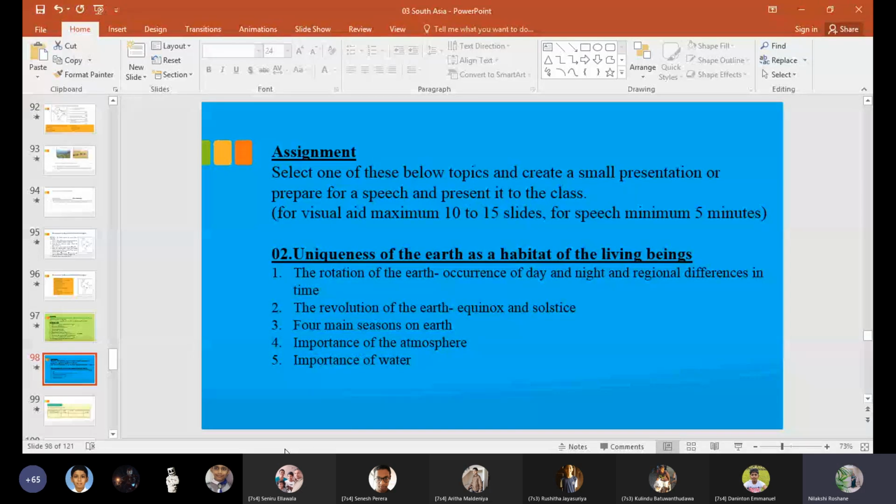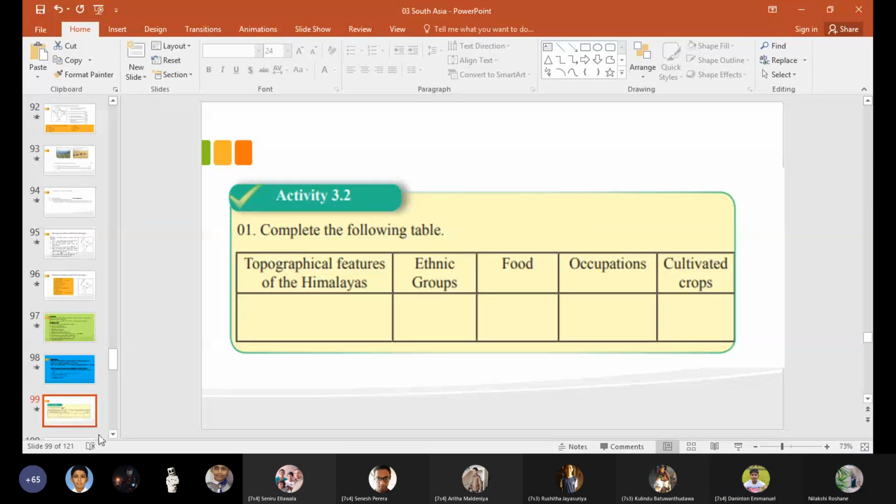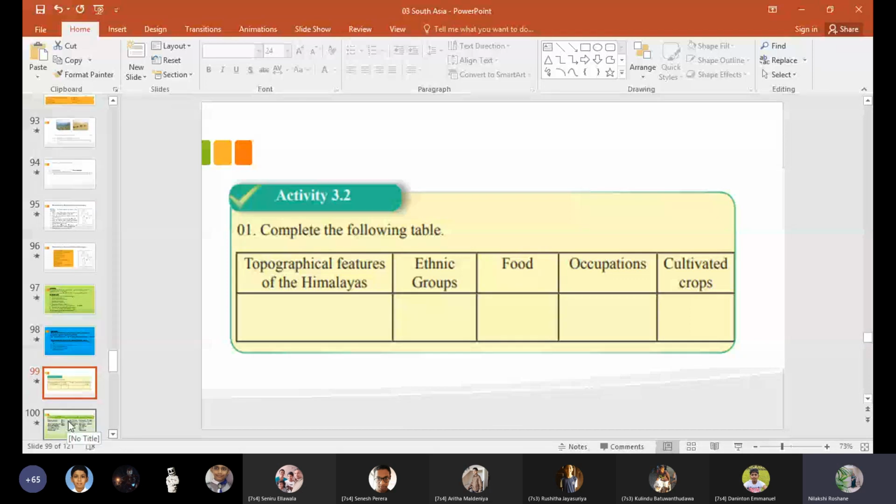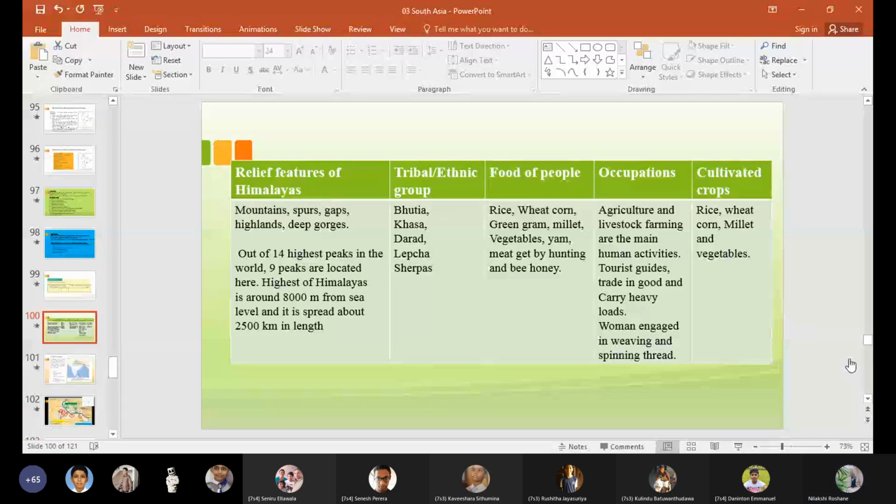Did you do this activity? Yes, teacher. Okay, now we are going to discuss the answers for activity 3.2. What are the topographical features of the Himalayas? Mountain landscape, valley landscape, coastal landscape, rural landscape, industrial and urban landscape, desert landscape.